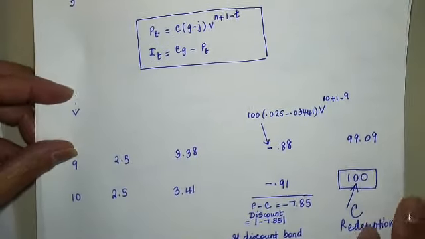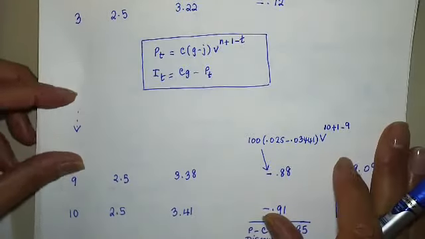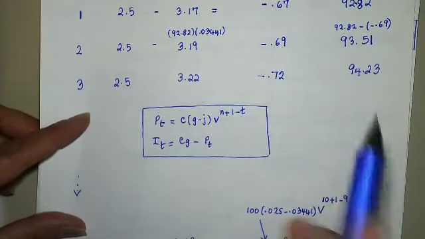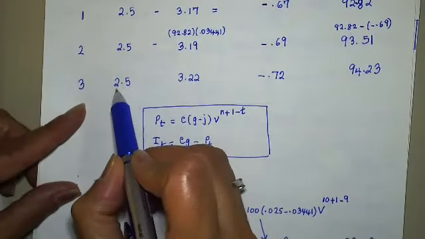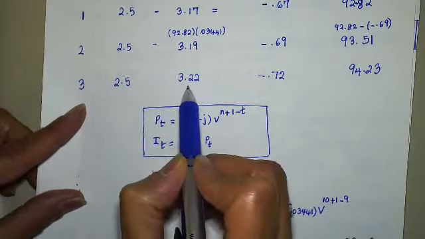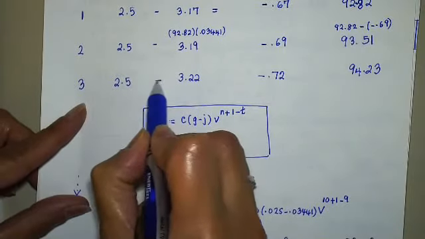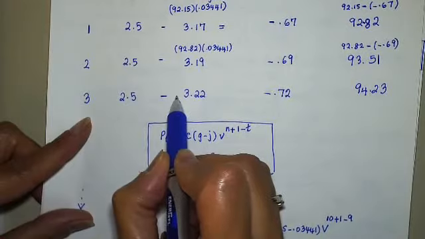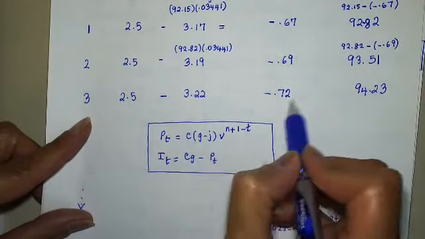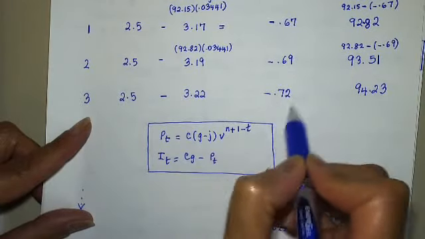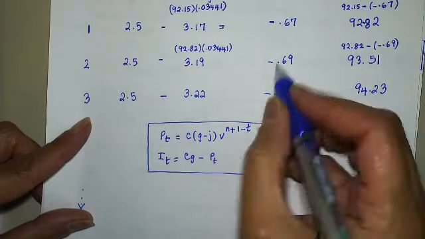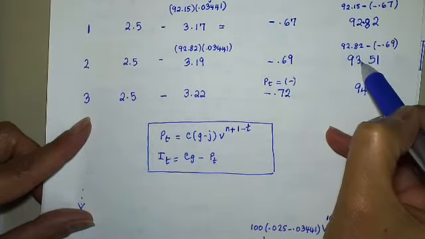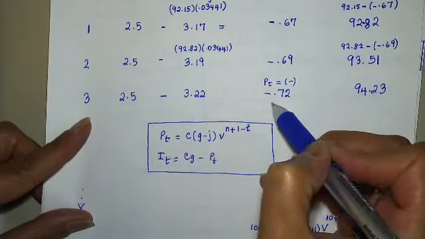This one, the first amortization schedule, right here. Look at any one of these rows. Look at this row, for instance, this row 3. Here's the coupon, 2.5. Here's the interest. When I do coupon minus interest, this coupon is not even big enough to cover this interest. So I've got left over minus 72. This is what I mean by P of T negative.